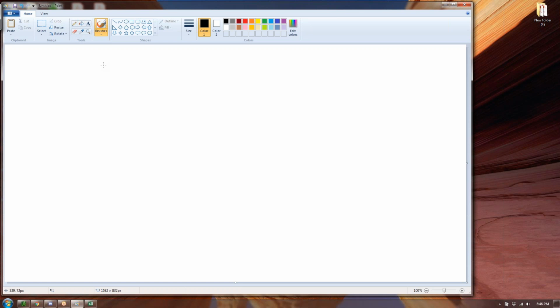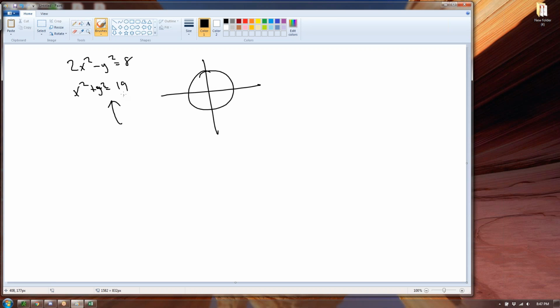So F, you have a system: 2x squared minus y squared is 8, and x squared plus y squared is equal to 19. What this looks like, just to give you an idea, this guy's a circle, centered at the origin with a radius of the root of 19. This guy has a particular shape. It's called a hyperbola. And a hyperbola with the x being positive would look like this.